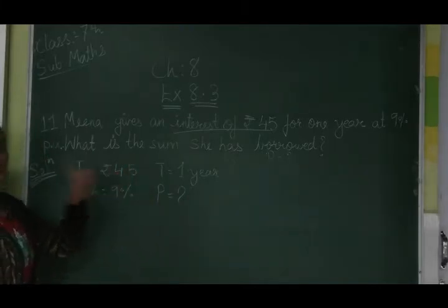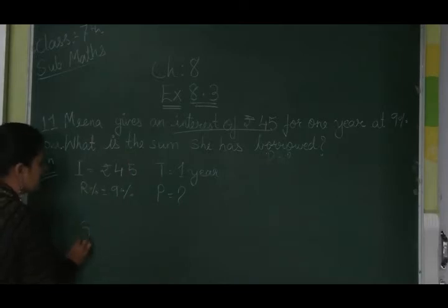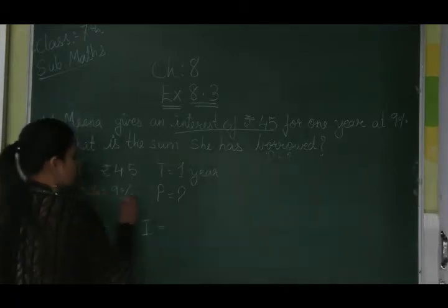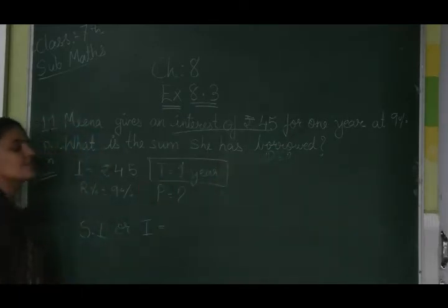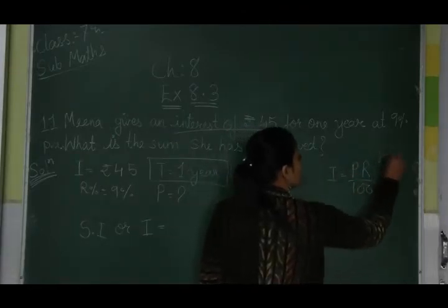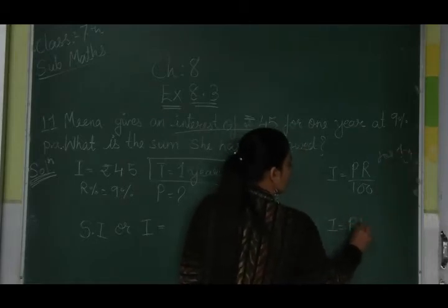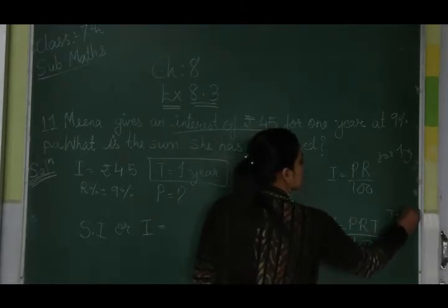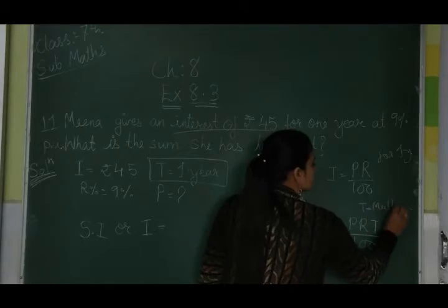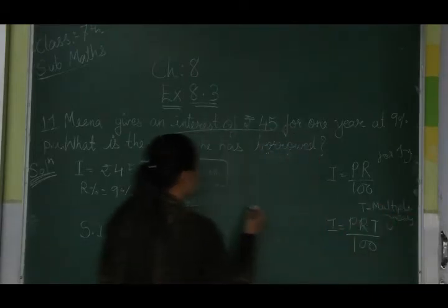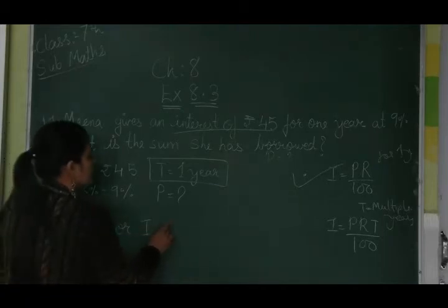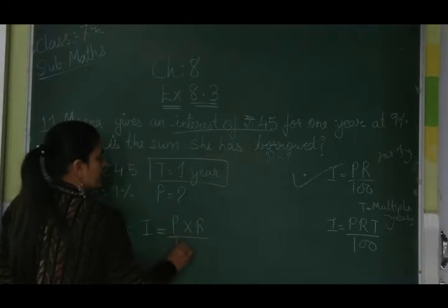So here three things are given and one thing you have to find out. So what is the relation between these two? That we know that simple interest SI, or you can write down directly I. It will be equal to what? Here T is 1 year. So if T is 1 year, then two formulas we know that I is equal to P R upon 100. This is for 1 year. And I is equal to P R T upon 100 when T is some years more than 1 year or multiple years. So here T is 1 year, so this formula we will use. So simple interest SI or I is equal to P multiplied by R upon 100.